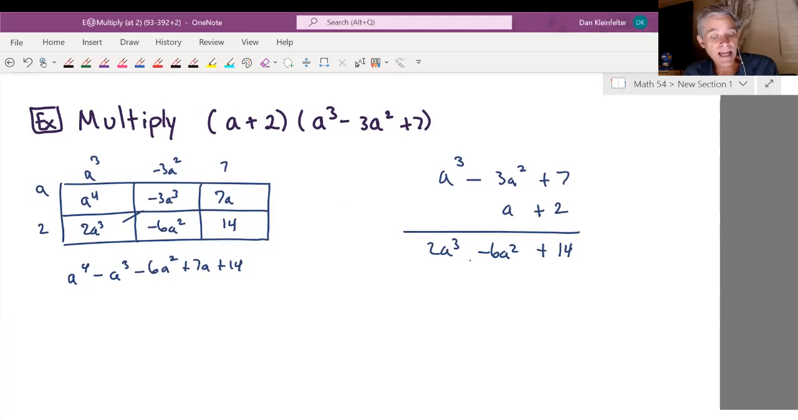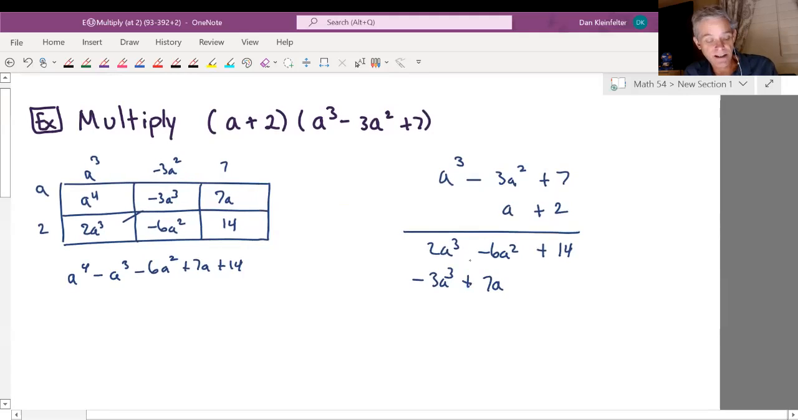Okay, now we're multiplying a by everything. And make sure when you do this, you try to keep everything lined up. Here we have a times 7, that's 7a. There's nowhere to put that, so I'm going to put that here. Just carefully. A times negative 3a squared will be negative 3a cubed.